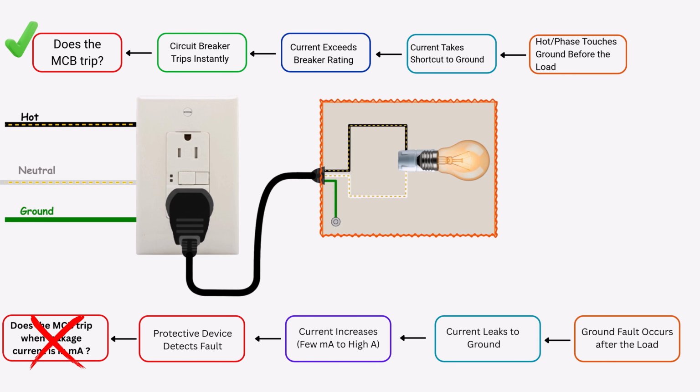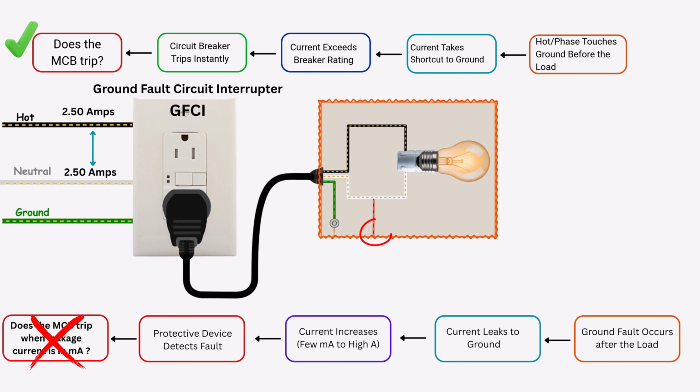Okay, now I explain the GFCI. A GFCI means ground fault circuit interrupter. It detects small current leakage to ground and stops power instantly to protect people from shock. A GFCI's job is to protect people, not the wiring or the equipment. I repeat again, a GFCI protects people in case of electric shock.